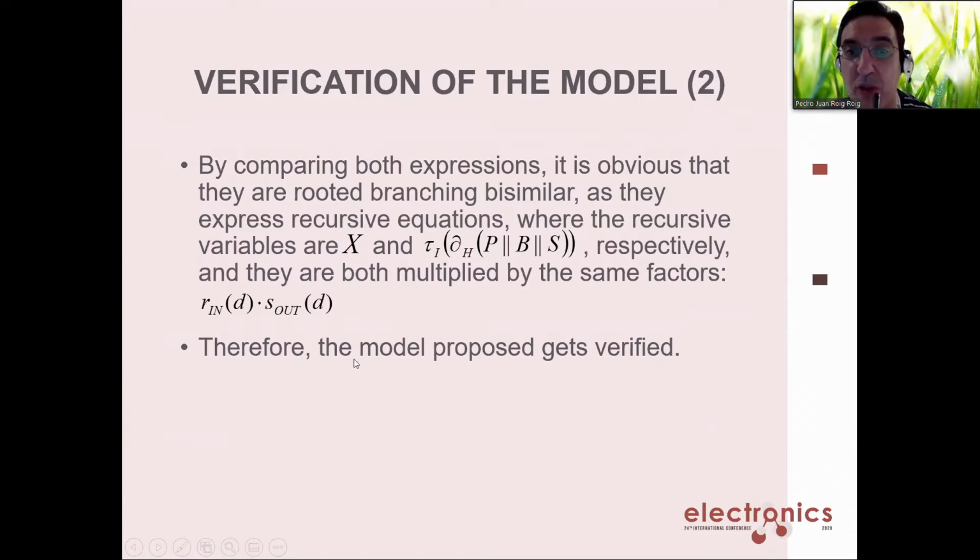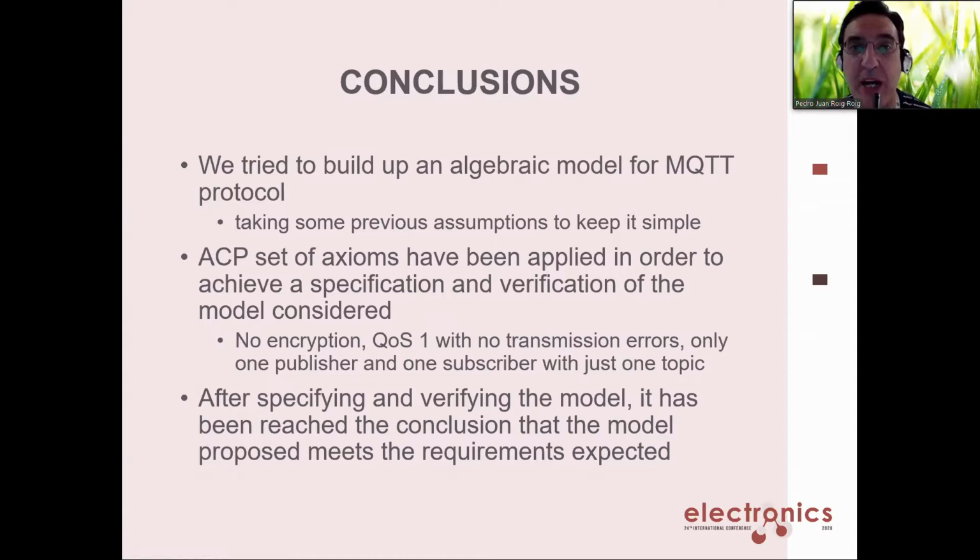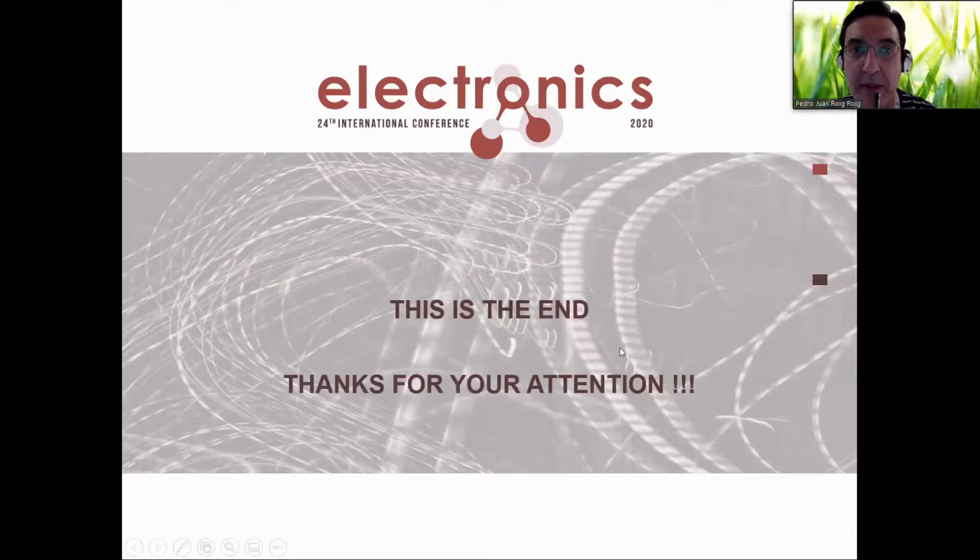And finally, conclusions. We tried to build an algebraic model for the MQTT protocol, taking some previous assumptions to keep it as simple as possible. The ACP set of axioms has been applied in order to achieve a specification and verification of the model considered, with no encryption, QoS 1 with no transmission errors, and only one publisher and one subscriber with just one topic. After applying and verifying the model, it has been concluded that the model proposed meets the requirements expected.